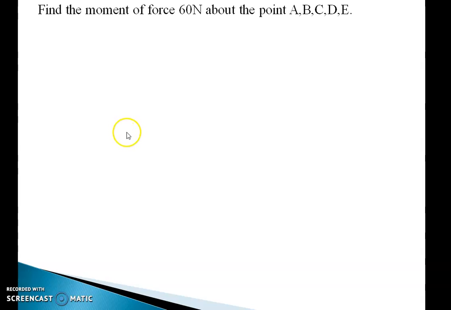Hi everyone, we'll solve one more problem related to the moment. Here we need to find the moment of the 60 Newton force about points A, B, C, D, E. By this problem we'll get much clarity on this particular concept of moment and how to find moment.